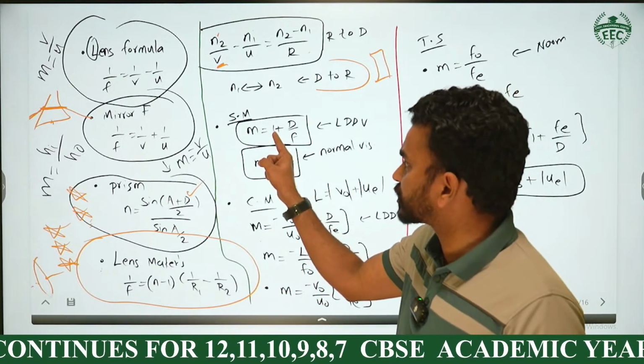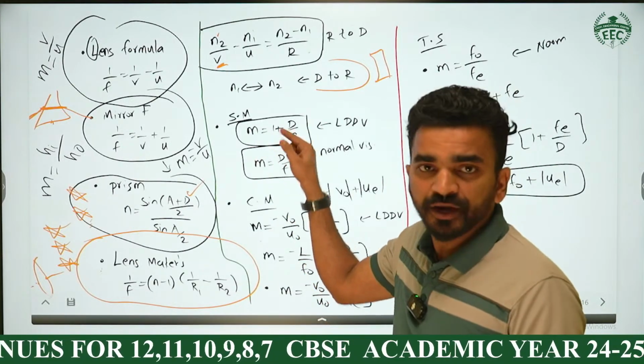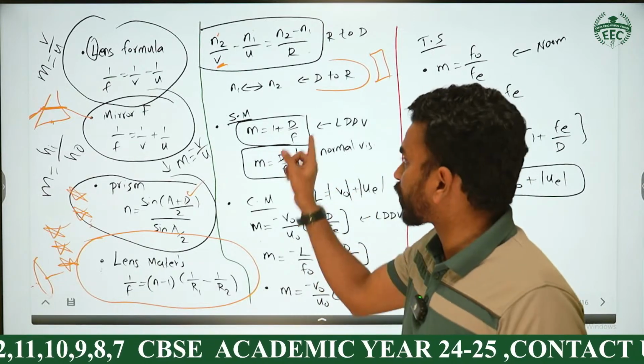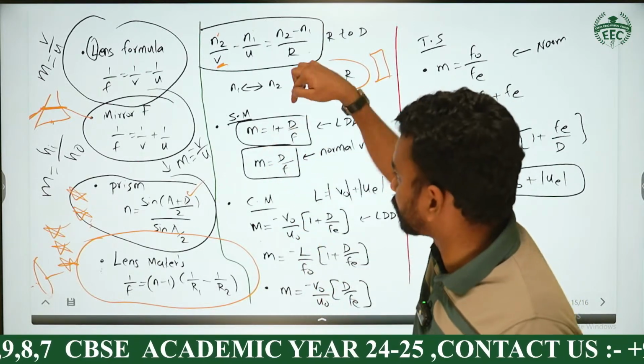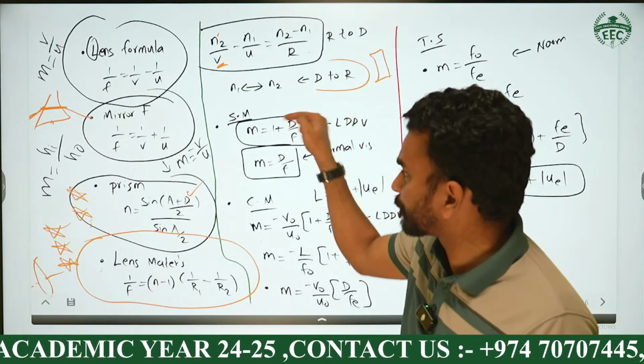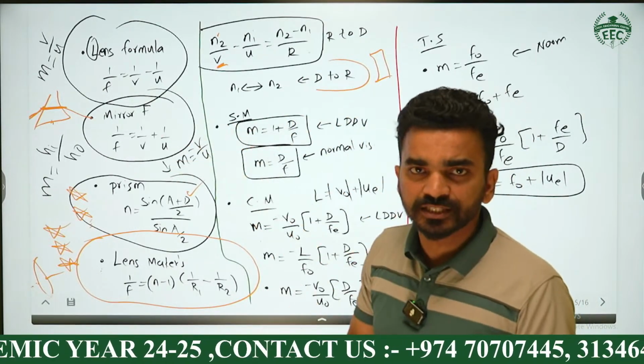What's the formula for it? Simple microscope: 1 plus D by F. What's D? For a normal person, it is 25 centimeter. Focal length they will provide, just substitute. Example, D is 25, focal length is 5, then 25 by 5 plus 1 is 6. So magnification will be 6, like that question.